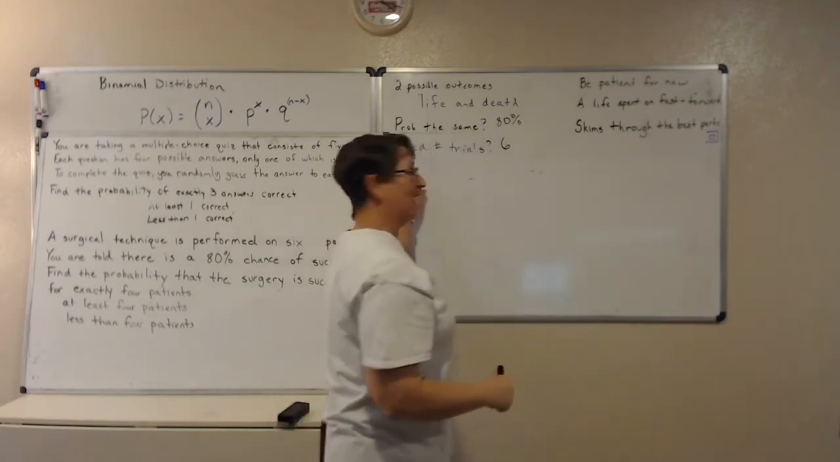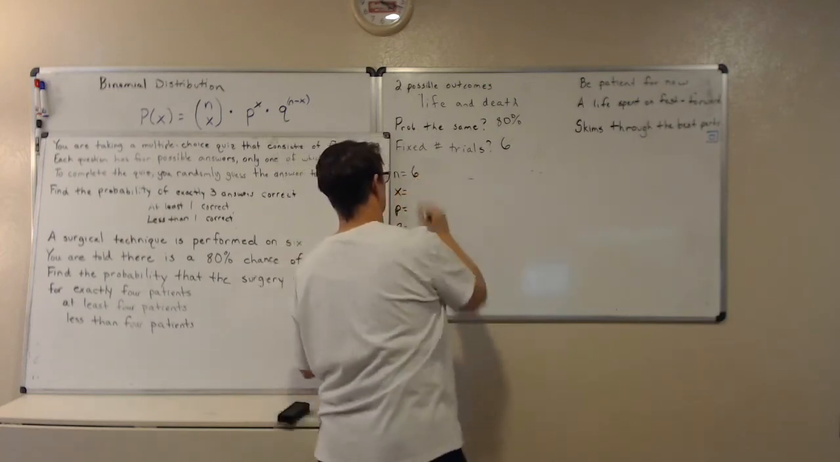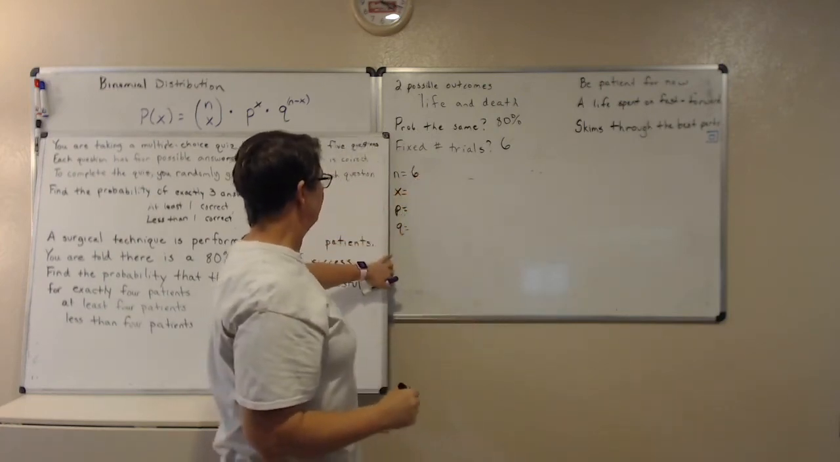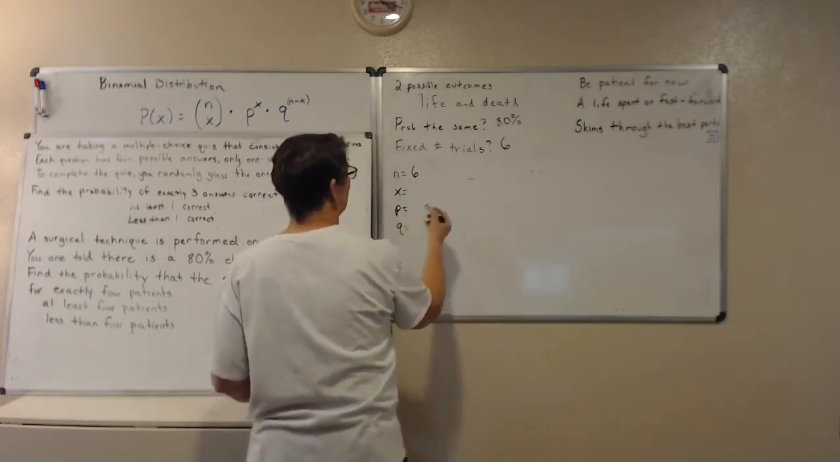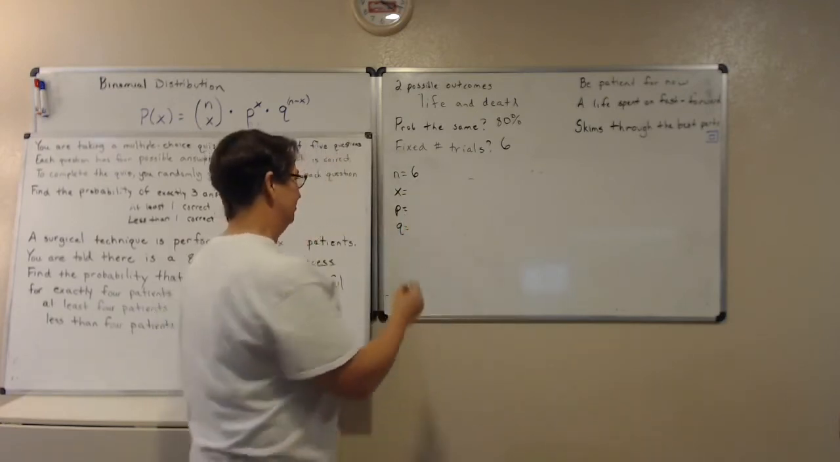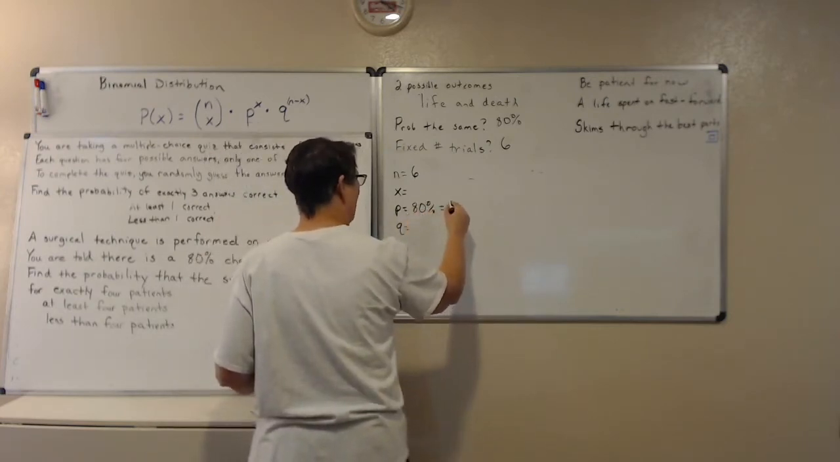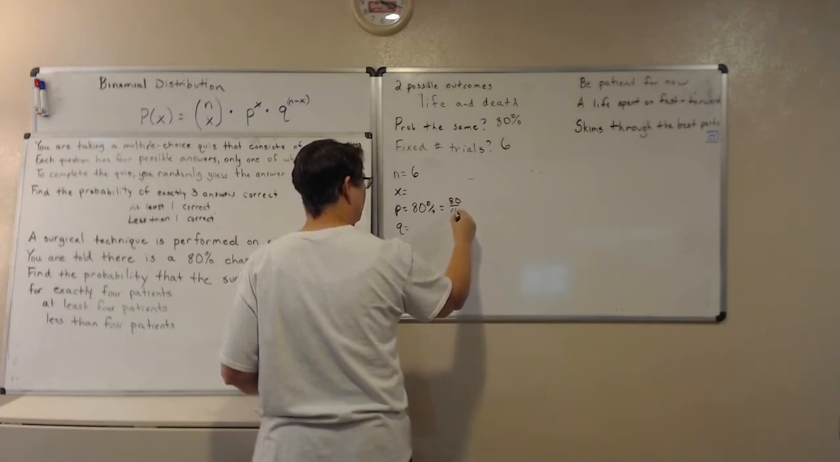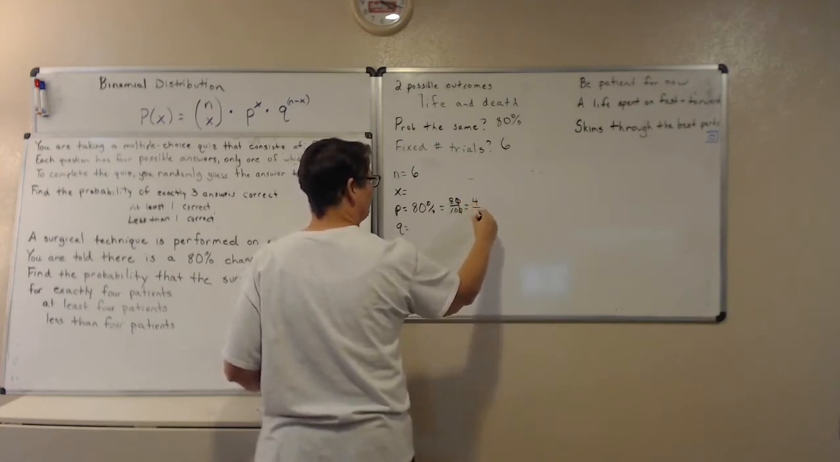So you told me my n, which is my number of trials, is 6. You told me my probability for success was 80%. We could write that as 80%. Or maybe I write that as 80 over 100, which of course simplifies down to 4/5.